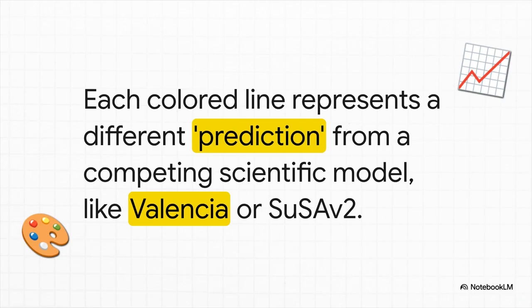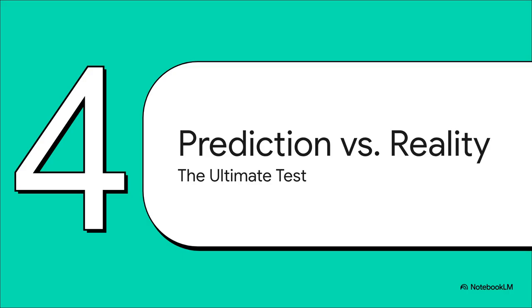The Valencia model might predict one kind of outcome, while the Sussov 2 model, which is built on different ideas, predicts something else entirely. Each one is a sophisticated, data-backed claim that's basically shouting, "Hey, I think reality looks like this." So with all these competing predictions, all these different colored lines on a chart, how in the world do you know which one is right? Well, you do what science does best. You test them against the cold, hard facts of the real world.